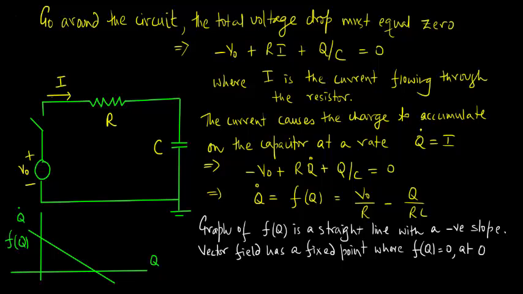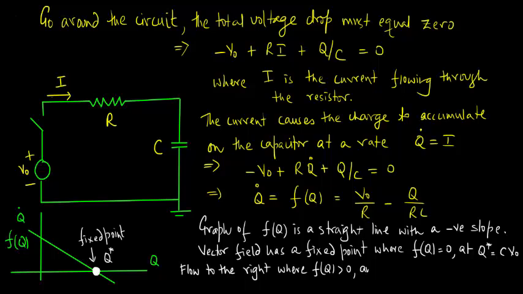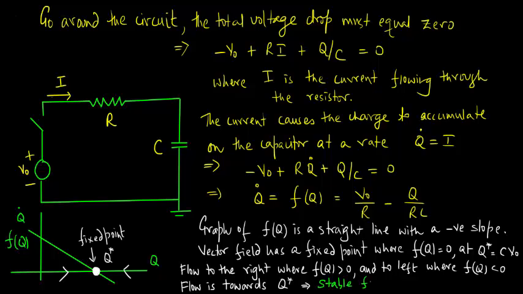at Q star is equal to C V naught. So we highlight the fixed point. The flow is to the right where F of Q is greater than 0, and the flow is to the left where F of Q is less than 0. So the flow is towards Q star, and hence we have a stable fixed point.